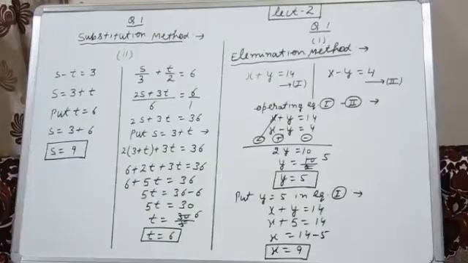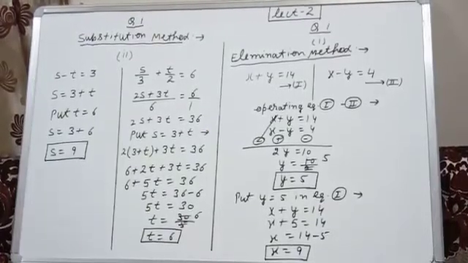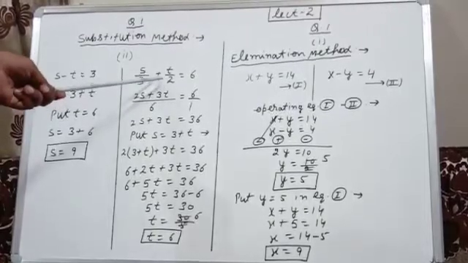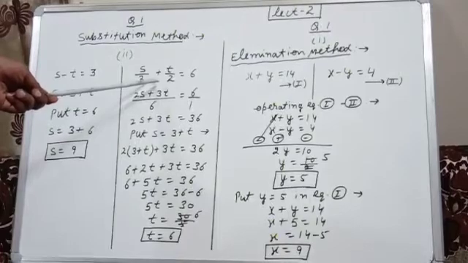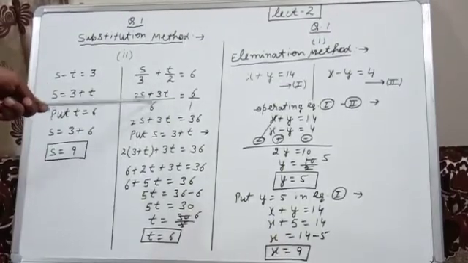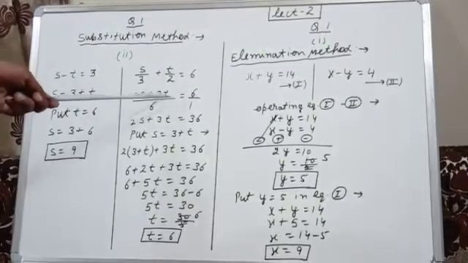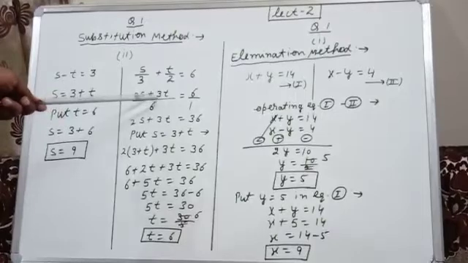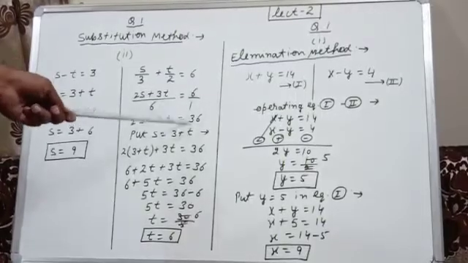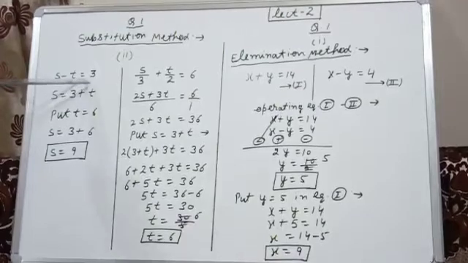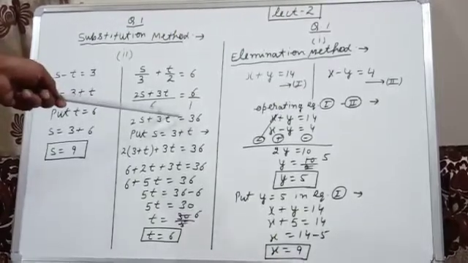Now let us take the second part. Again we have two equations, but now the variables are s and t. This is the first equation, this is the second equation. If an equation has fractions, then you can take the LCM and remove the fractions. For 3 and 2, the LCM will be 6. Here 2s, here 3t. This 6 we can write as 6 upon 1, then cross multiply: 1 multiplied by 2s plus 3t as it is, 6 multiplied by 6, 36. Now we will take either the value of s or t from the first equation, then put this value in the second equation.